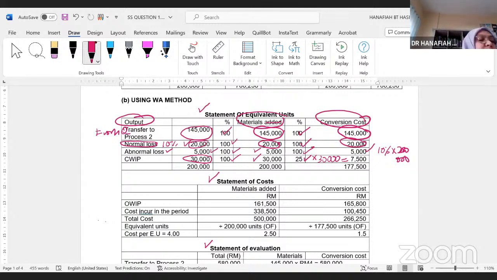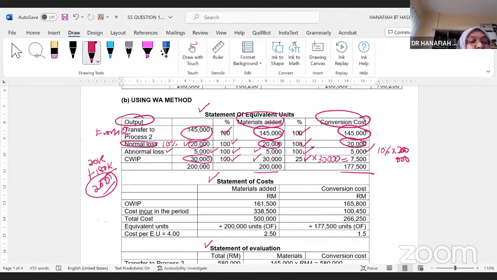This normal loss just now, if you look at the information in the question, you can see from the opening work in progress, you have 20K plus material added 180K. You can identify the material from here, the input from here as well, in order for you to calculate the normal loss. All right, so now you have calculated the conversion cost and the material added. Okay, so now let us calculate the statement of cost.